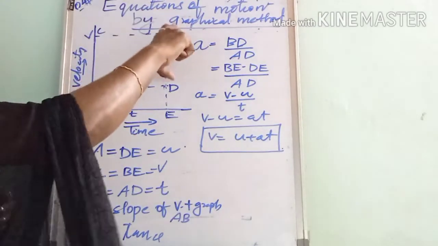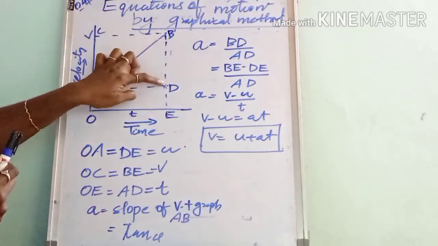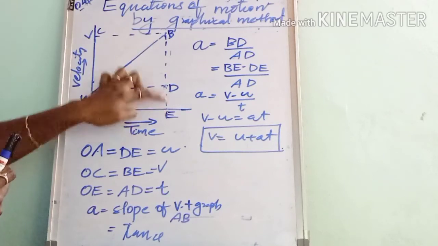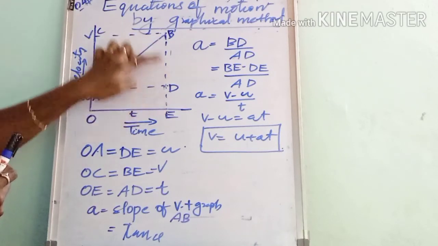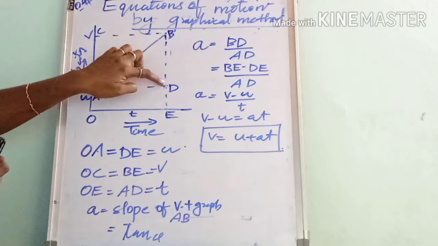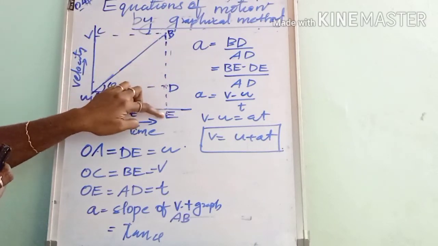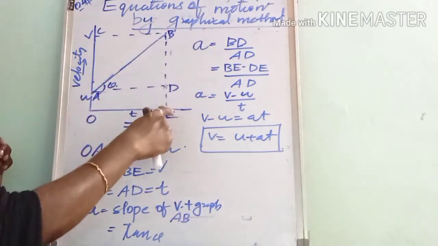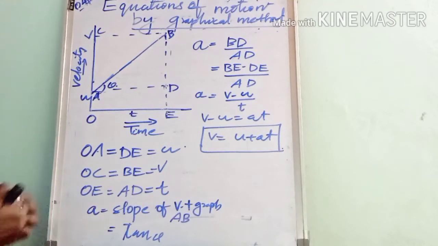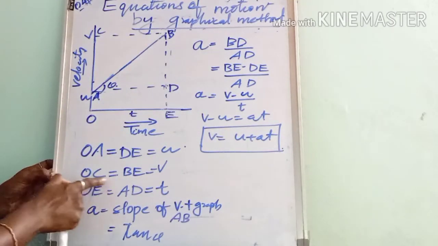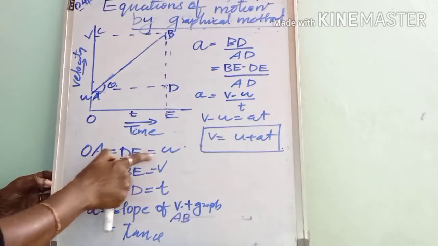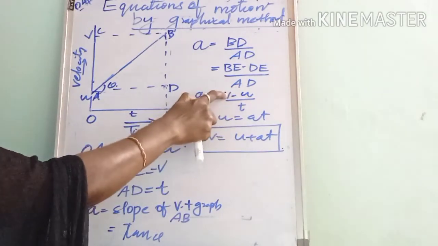Next, this much distance BD can be written using the total length BE. When we subtract DE from BE, we get BD. So BD is BE minus DE, divided by AD. Then we substitute the values. BE is equal to V, the final velocity, and DE is equal to the initial velocity U. So we got V minus U.